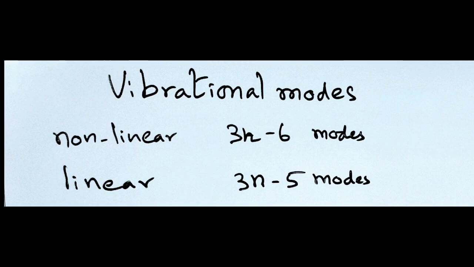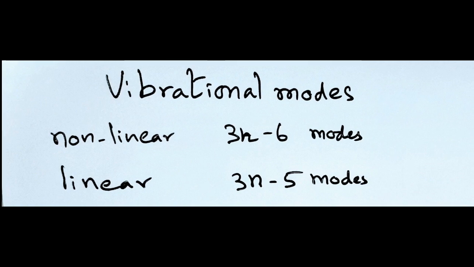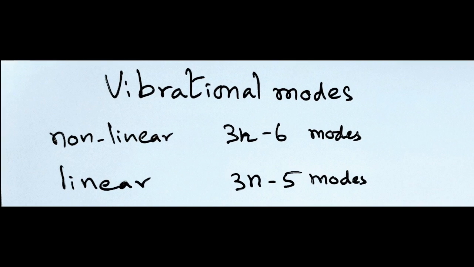So, let us discuss the number of possible vibrational modes in a molecule. If we have a non-linear molecule, an organic molecule containing n atoms, for example, methane. Methane is a non-linear molecule. Carbon dioxide is a linear molecule. Hydrogen is a linear molecule. Water is a non-linear molecule.